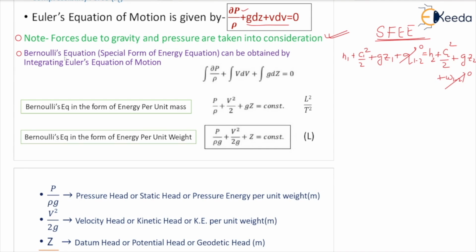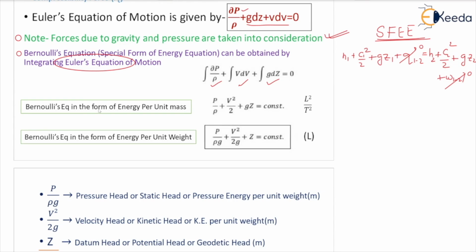So you can see here Bernoulli's equation, which is a special form of energy equation, can be obtained by integrating Euler's equation of motion. So Euler's equation is here: integration of dp by rho plus integration of v dv plus integration of g dz equal to 0.